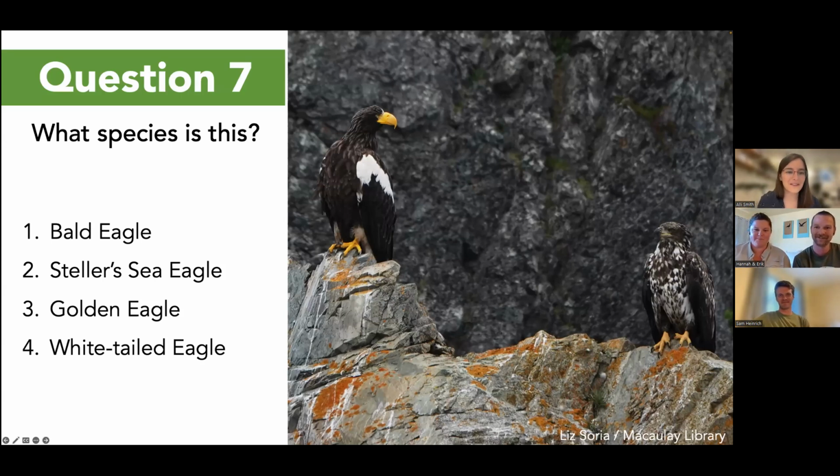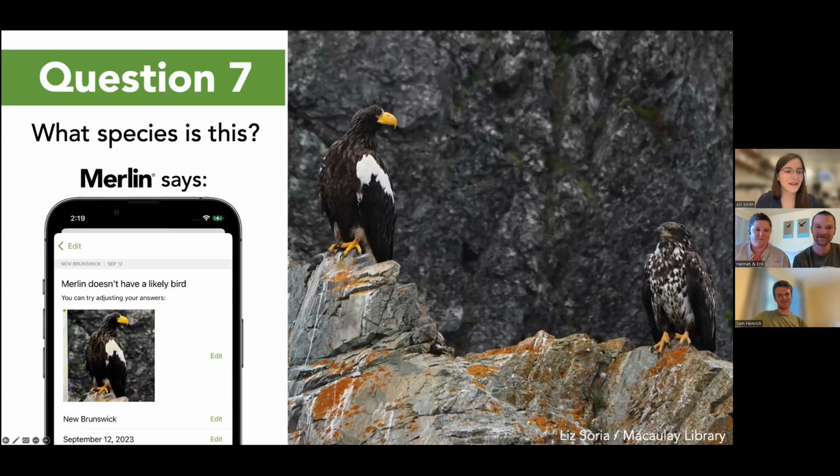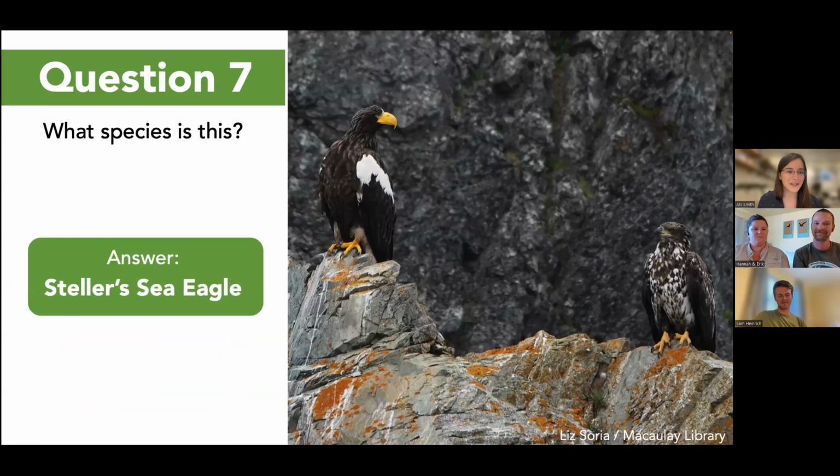All right, let's see what Merlin has to say here. Merlin doesn't know what to make of this bird. Merlin had absolutely no guesses, which was really interesting. And the answer here is, you and the audience got this correct. This is a Steller sea eagle. So of course, this is a celebrity. It's been reported in a few different states and provinces on the East Coast here, up in the Northeast.